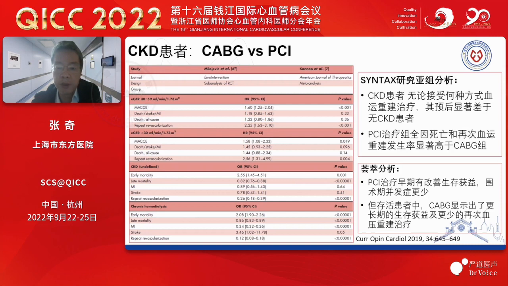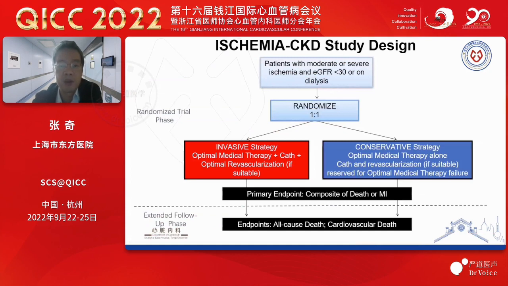There are also some meta-analyses that say that PCI treatment in the early stage can improve the survival of the patients and has fewer peri-procedural complications. But for long-term survival, CABG has more benefit for those patients. So for those CKD patients, what to choose, whether it's CABG or PCI, we need to look at both the immediate outcome and also the long term.